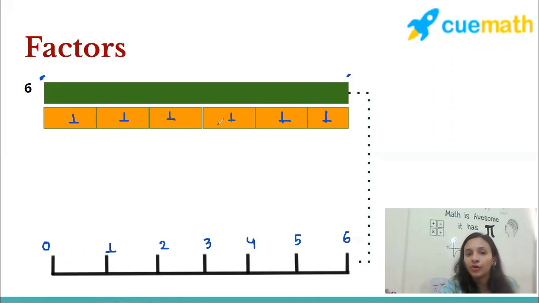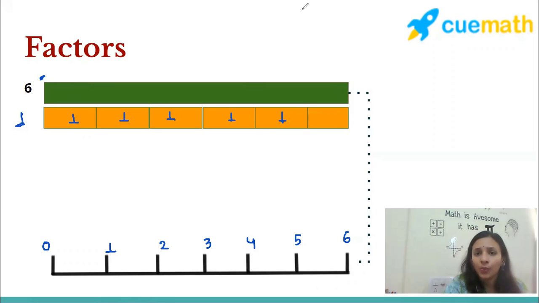So how many blocks do you see here? 1, 2, 3, 4, 5, 6. So that means this entire rod or block could be divided identically into 6 smaller blocks. So that means 1 can be considered as a factor of 6.